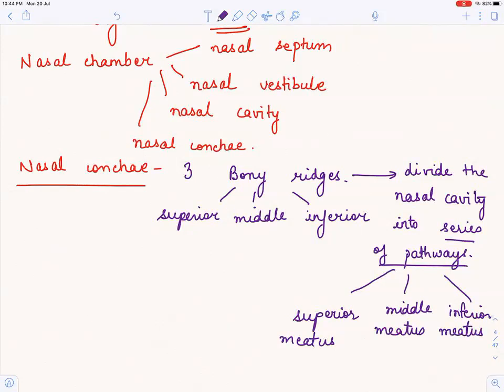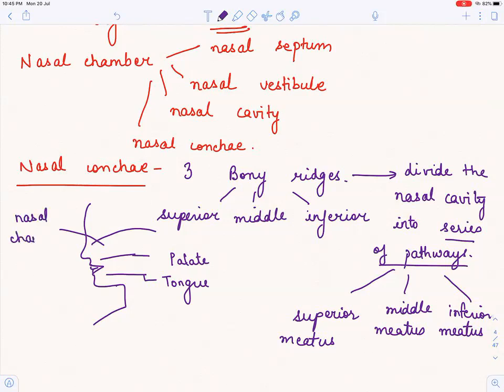I should draw a diagram and tell you, or else you will not understand. So this is a face. This is the tongue, this is the palate, this is the nasal chamber. We'll study all this in the digestive system. These are the internal nares.